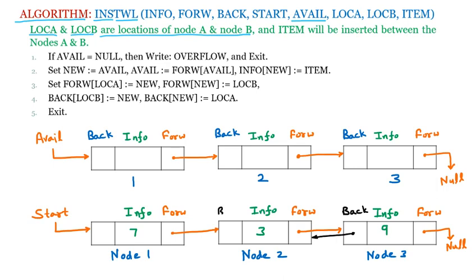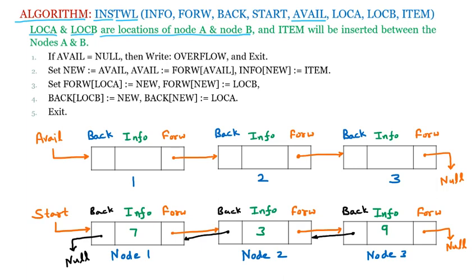Similarly, node 2's backward pointer is having the address of node 1. And if we talk about the backward pointer of node 1, there is nothing behind that. That's why it will be pointing to null. So this one is the two-way linked list.